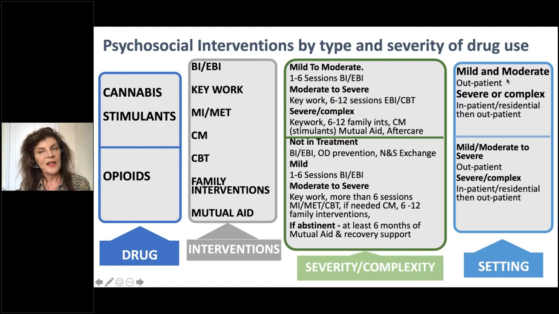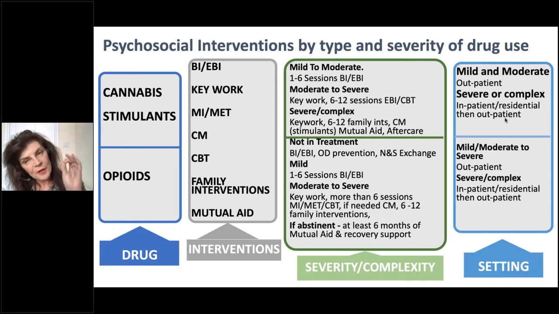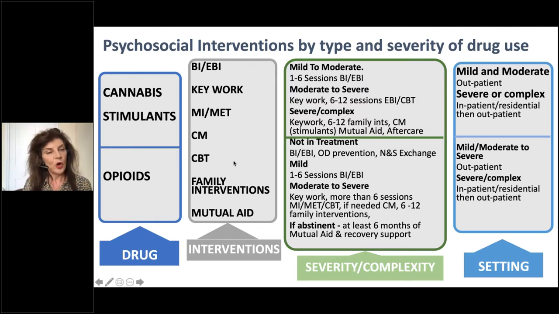Okay, and then thinking about the setting in terms of cannabis and stimulant use disorders, most of the delivery should be in an outpatient setting with only those with severe or complex needs in an inpatient or residential setting. And even if they have a period of time in inpatient or residential, they should then move to an outpatient setting.